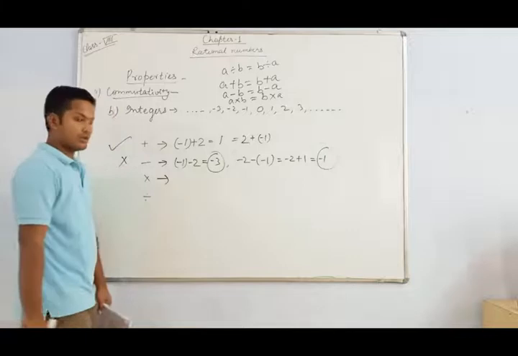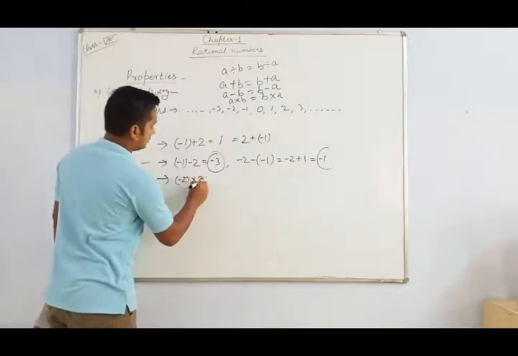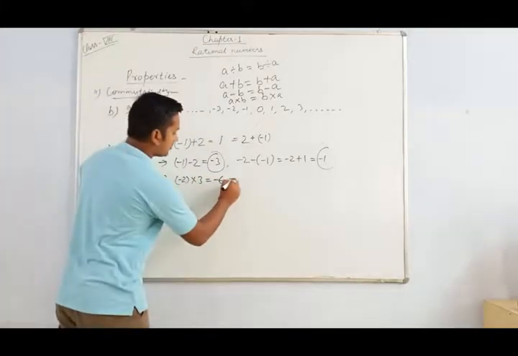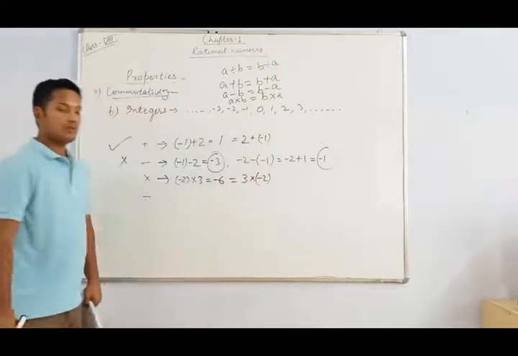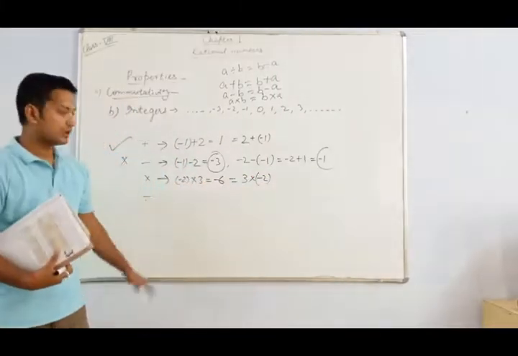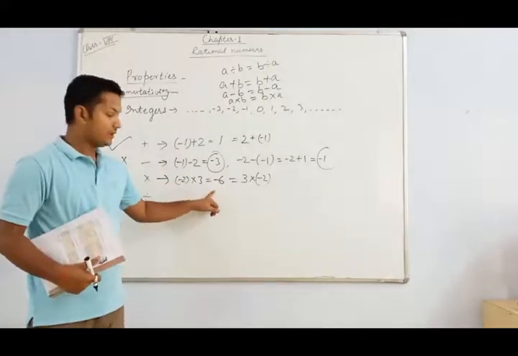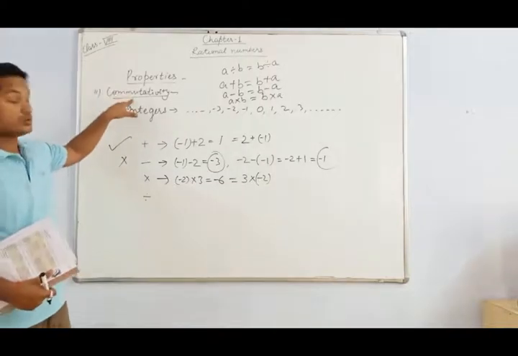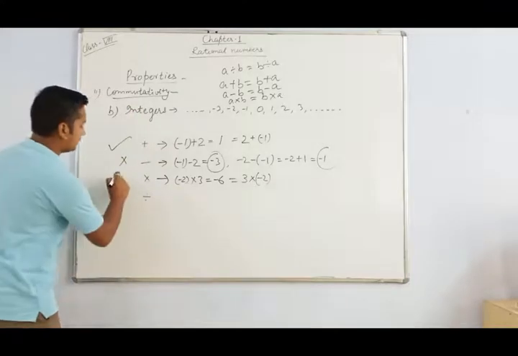Now for the multiplication. So when we multiply, let's say minus 2 with 3, what will it give you? Minus 6 obviously. The same answer you will get if you multiply 3 at first and minus 2 at the second place, minus 6. That means what? Integers commute, or integers hold the commutativity property, under the operation of multiplication.